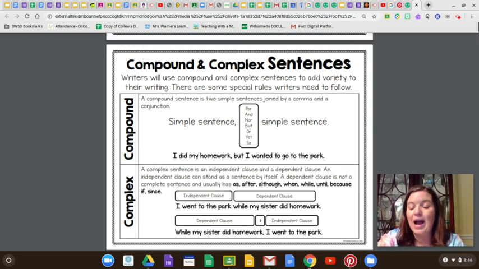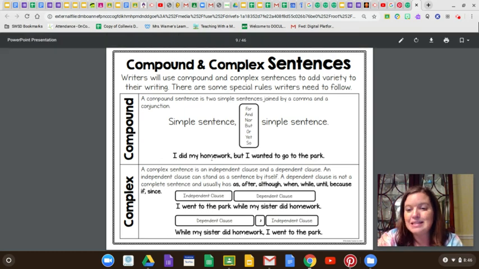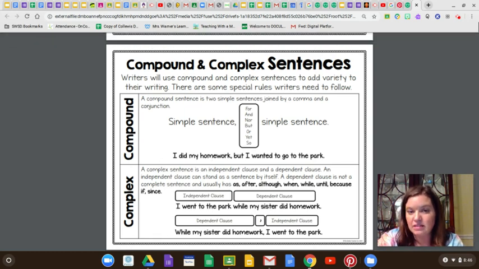So I did my homework. That is an independent clause. It can stand by itself. It's a complete sentence on its own. I wanted to go to the park. That can stand on its own. It's a short, simple sentence, but it's still an independent thought. Okay. You can join these 2 independent thoughts and put them together to make a compound sentence by using the conjunction. So here they use but. I did my homework, but I wanted to go to the park. Notice they use the comma first, then the conjunction.